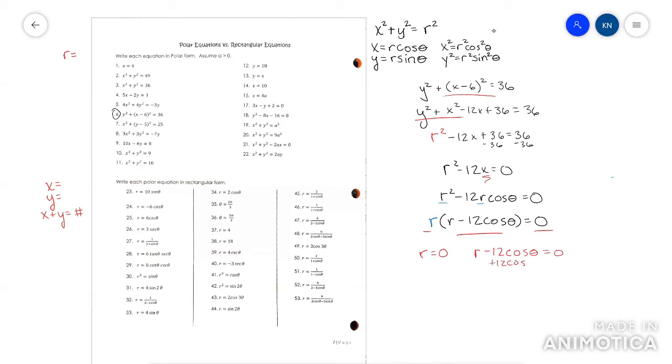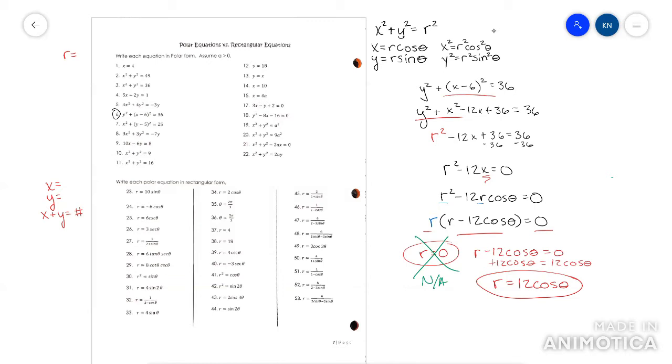Isolate the r on this one on the right. You get r equals 12 cosine theta. So both of these would be my answers, but you've got to realize r equals 0 is basically just telling you you have a circle with a radius of 0. So this one's NA. A circle with a radius of 0 doesn't make any sense at all.